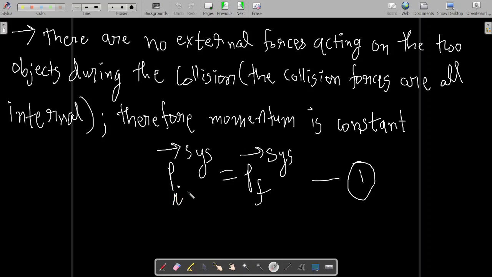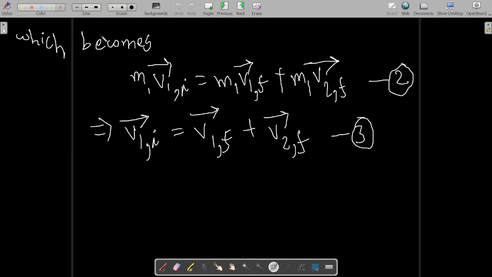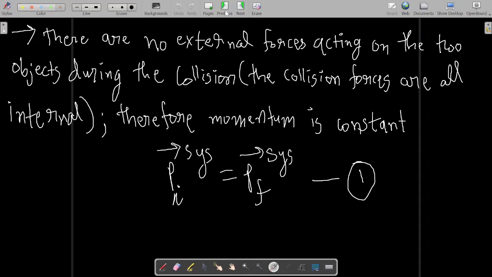So initial momentum of the system is equal to final momentum of the system. P denotes momentum, i denotes initial, f denotes final, and sys denotes system. And this symbol, you already know, is the symbol of vector. Let us suppose this is your equation number 1. Now, if this is equation 1, then what does it become?